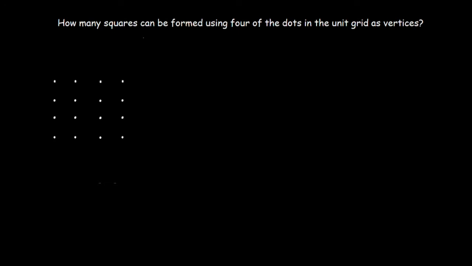Let's look at the question. How many squares can be formed using 4 of the dots in the unit grid as vertices? This problem is very frequently tested in math competitions. I always say this for every single one of my videos, but this one I have actually seen in competitions, so I know for sure that this is very frequently appearing in competitions. So, how do you solve this? That's the main question of this video, right?